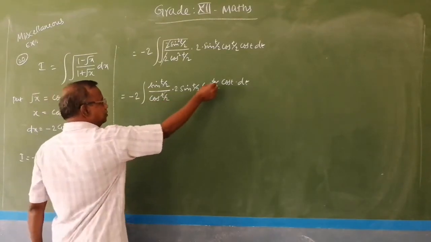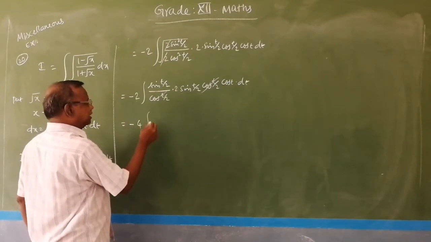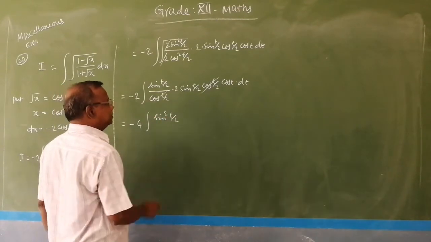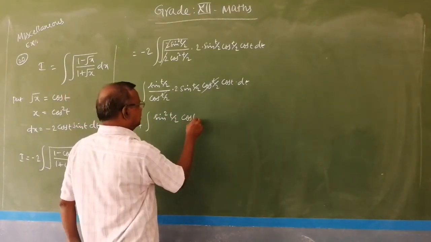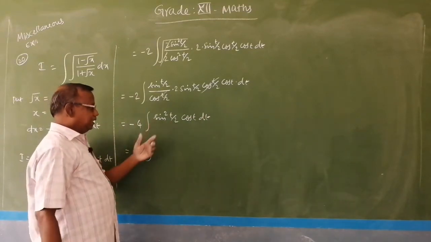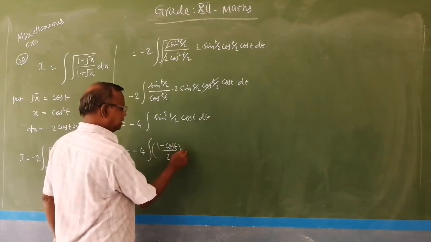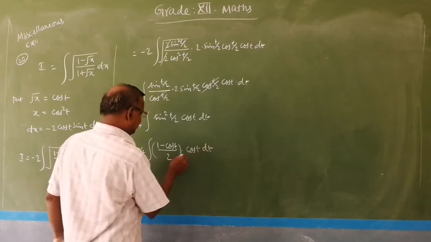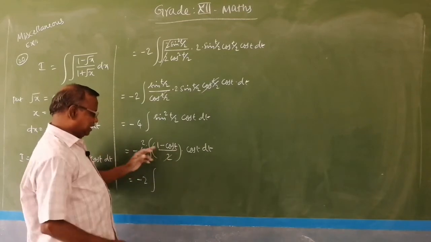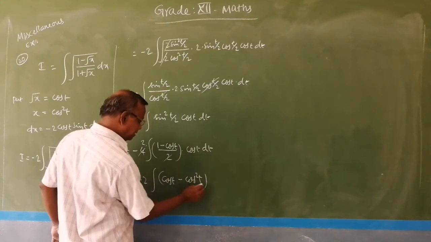Now, eliminating these two, the 2 2's give minus 4 integral sin t by 2 into sin t by 2, sin square t by 2, into cos t into dt. This is minus 4 integral, and sin square t by 2 means (1 minus cos t) by 2, into cos t into dt. So, this will be equal to minus 2 into, multiplying this out, (cos t minus cos square t) dt.